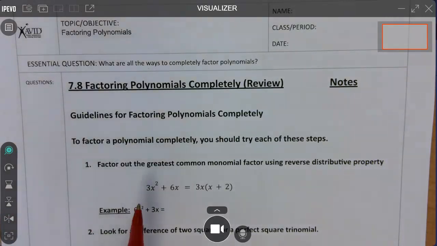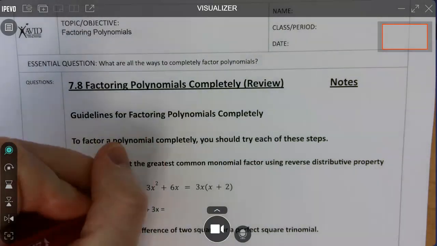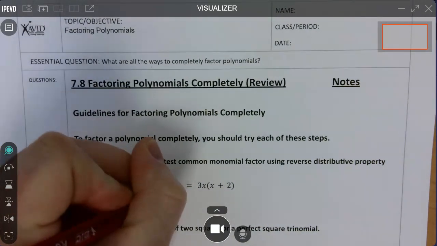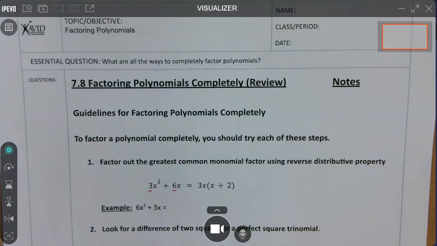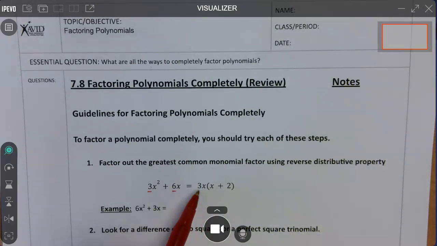So we first focus our eyes on the coefficient. I have a 3 and I have a 6, and I ask myself, what is the biggest number that goes into 3 and 6 evenly? Well, the biggest number that goes into 3 and 6 is 3. Then I look at the variables. Here we have an x squared, here we have an x, and so they both share at least an x. So 3x is what I pull out of both terms.